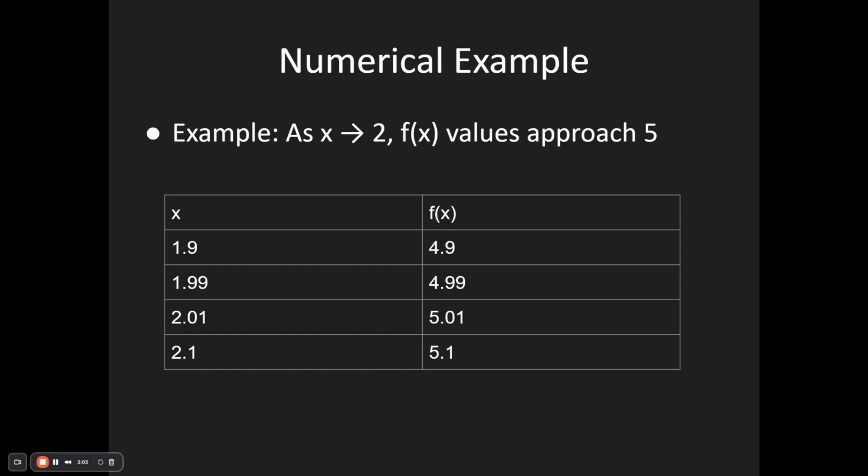This example is useful because on the AP exam, you might see tables of values and be asked to identify what the function is approaching.